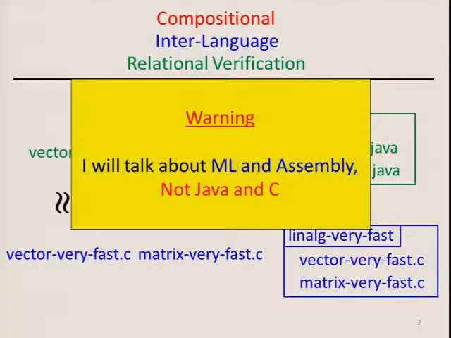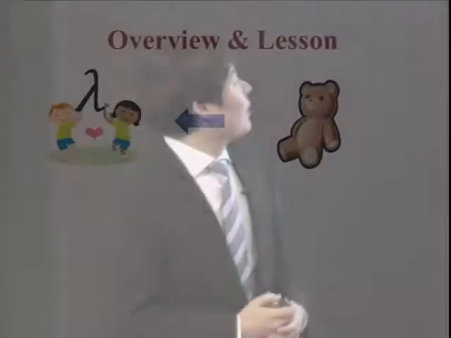The point of compositional verification is that it allows you to modularize your verification effort, and it is essential for verifying large software systems. So today, in this talk, I'm going to talk about my recent work on developing proof methods for relational verification that support interlanguage verification, vertical compositionality and horizontal compositionality. But warning, in this talk I will not talk about Java and C. Rather, I will talk about a higher-level language ML and a lower-level language, assembly. Java and C I just used as examples here.